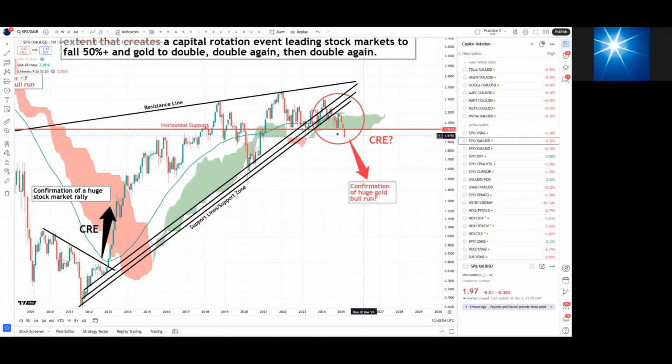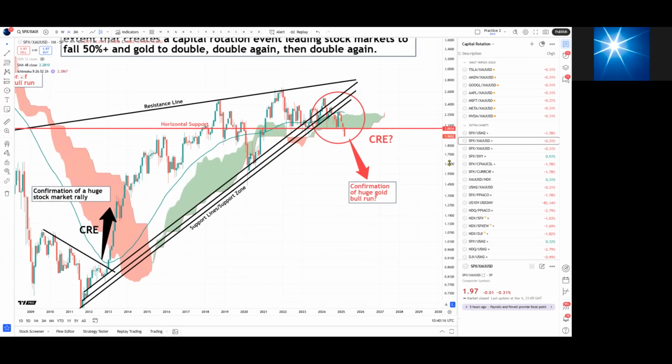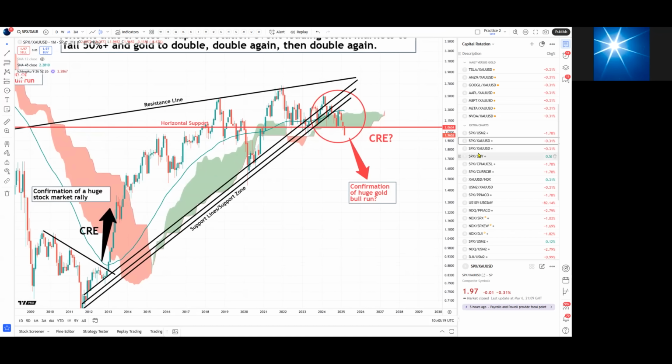The CRE confirmation would come on a monthly close below horizontal support, below the Ichimoku cloud, below the 4-year moving average. So let's wait till the end of the month before we draw any major conclusions from this. But if this continues, then we could be staring right down the barrel of a capital rotation event confirmation.